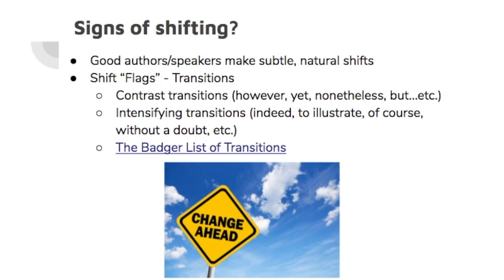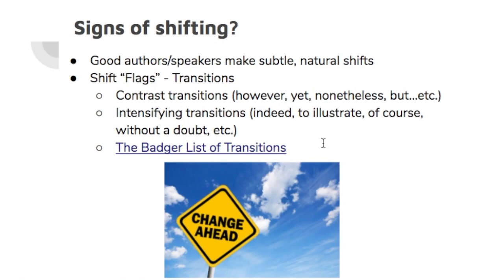So there's a lot of different types of transitions. Two types are contrast transitions, like however, yet, nonetheless, but, transitions like that, that show that you're going in one direction and you're about to change. Then there are other kinds of transitions called intensifying or illustrative transitions, like indeed, to illustrate, of course, without a doubt, where it shows agreement and you're adding to the argument that you already made. That's still a shift, even though you're showing agreement and adding to it because you might be getting more specific.